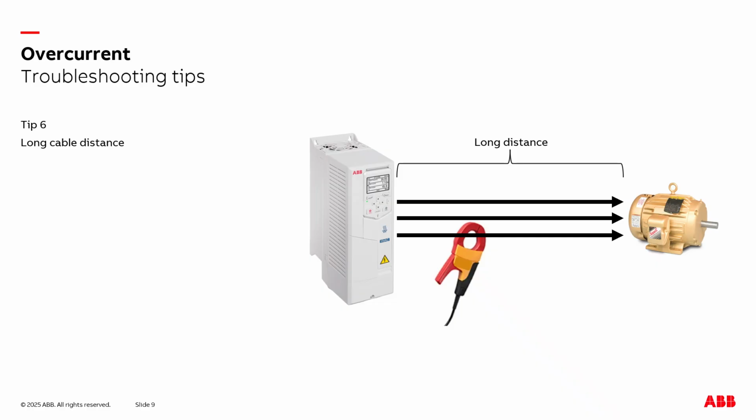Another not as common but possible cause of an overcurrent fault on a drive is long motor cable distances. In the hardware manual for the drive, it lists the maximum motor cable distance the drive can handle without the need for an output filter such as a DVDT or sine wave filter. If you're tripping on an overcurrent fault and you have long motor cable distances that exceed the value in the hardware manual, a possible solution could be to install a DVDT or sine wave filter between the drive and the motor.